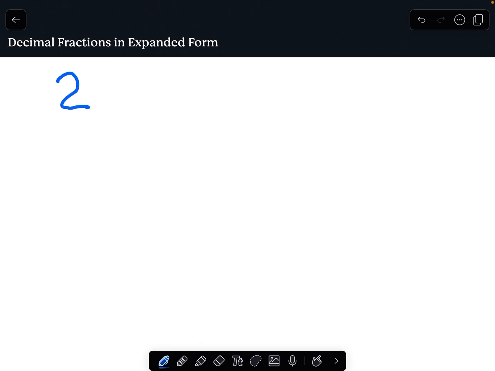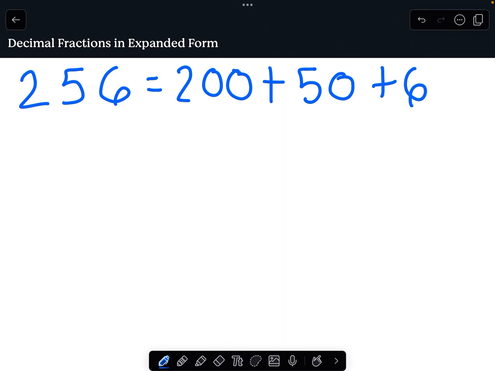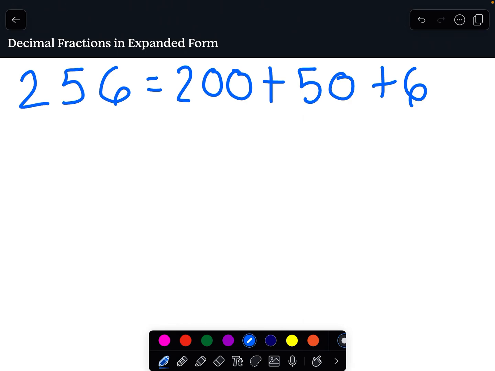200. Let's do 256. Okay, it's a regular whole number, and to write it in expanded form, we write 200 plus 50 plus 6, and that is because we've got two groups of 100 here, 5 groups of 10 here, and 6 groups of 1 there.